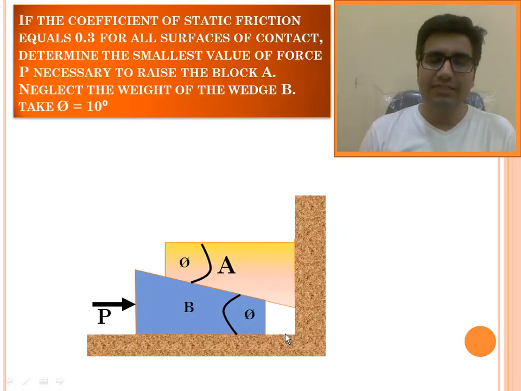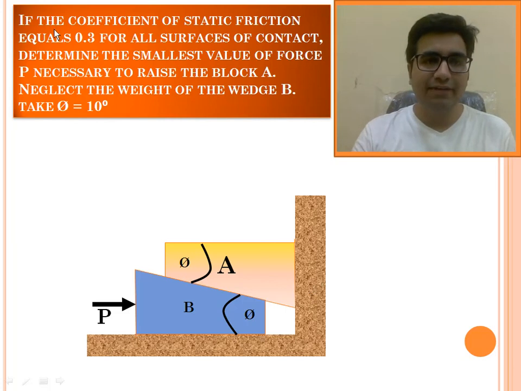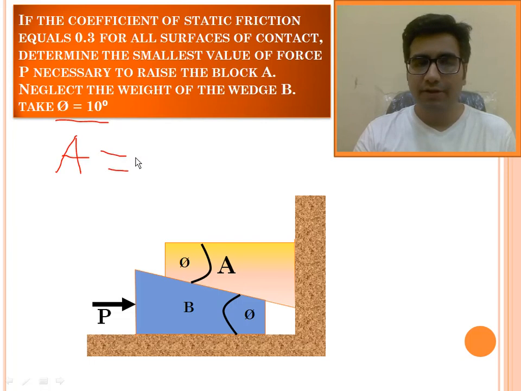This is the last question. So my dear friend, let's read the next question. The next question says, if the coefficient of static friction is 0.3 for all the surfaces, determine the smallest amount of force P required to raise the block A. Neglect the weight of wedge B. It is given that the weight of block A is 3000 Newton.